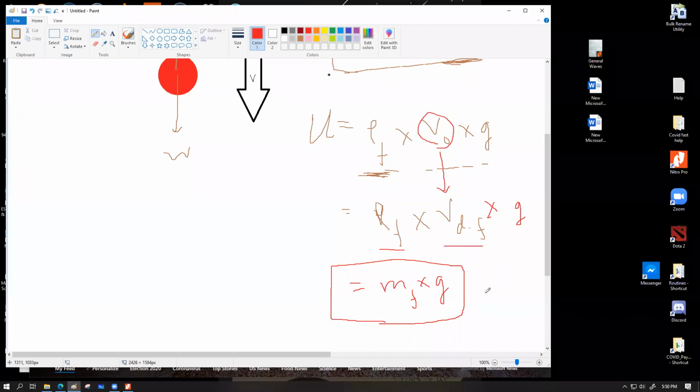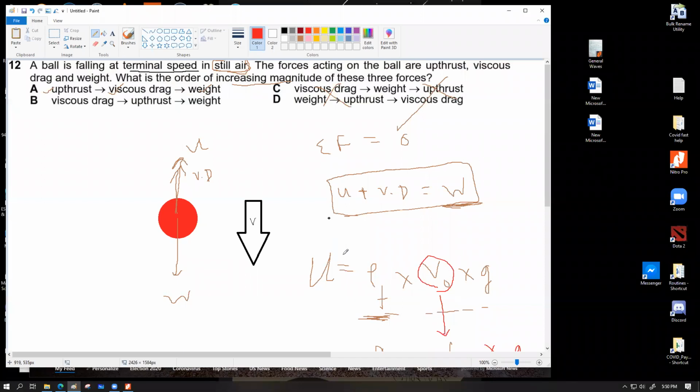Sir, would upthrust still be smaller than viscous drag if the medium was still water? That might be, that might not be. If you replace the air with water or any other liquid, then we would essentially require the magnitudes of these variables. Other than actually calculating them, you cannot directly go for your answer.